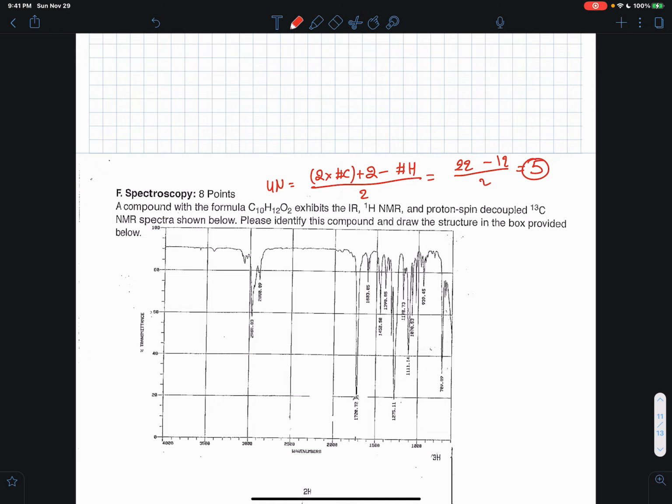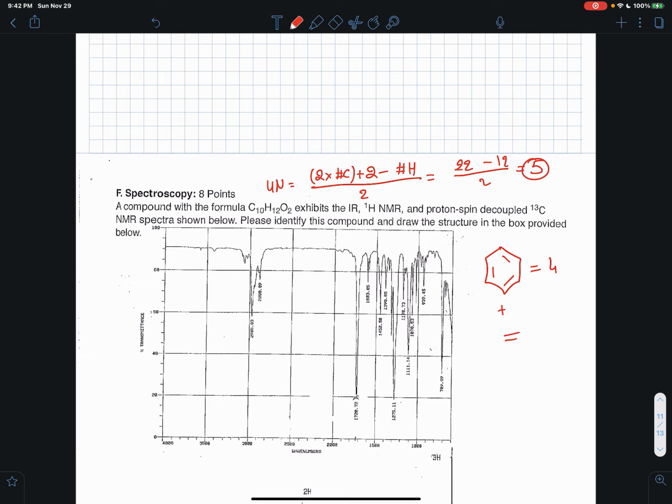Now let's talk about this 5. This is a huge unsaturation number. When you have an unsaturation number of 4 or bigger, you probably have a benzene ring, right? A benzene ring has an unsaturation number of 4, and the reason why is that it has three double bonds and 1 ring, so that would add up to a 4, right? So in this case, this is telling me that there is a benzene ring and there's a double bond.